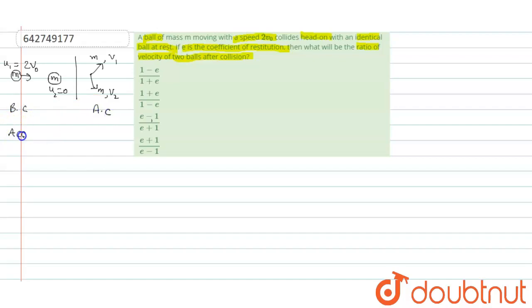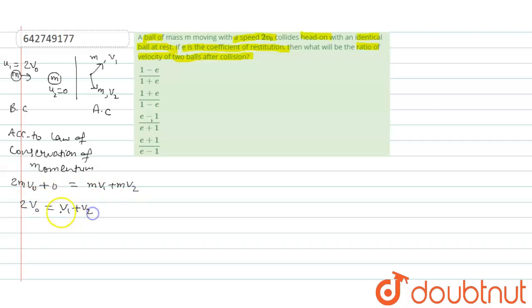So now, according to the law of conservation of momentum, we can write 2mv0 plus 0 equals mv1 plus mv2. So it becomes 2v0 is equal to v1 plus v2, right?